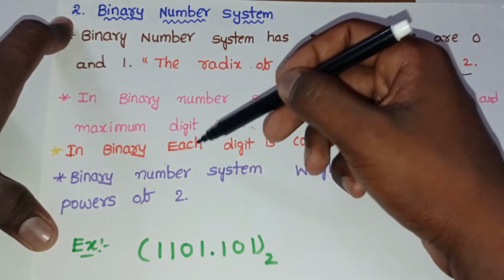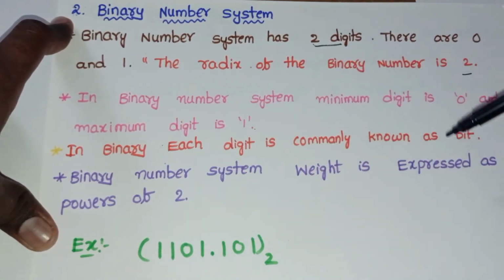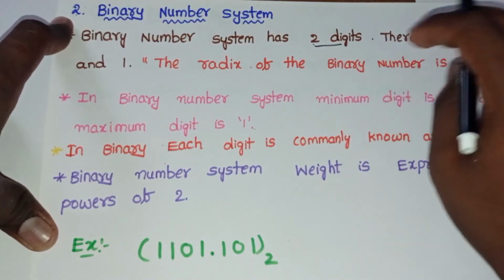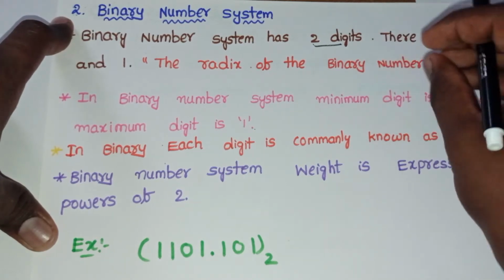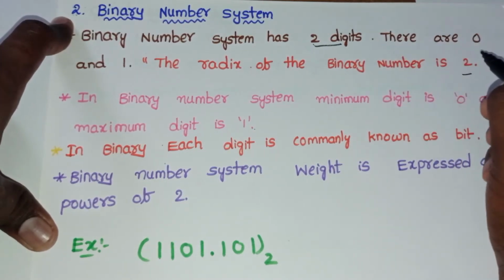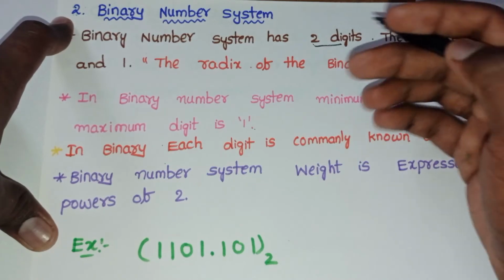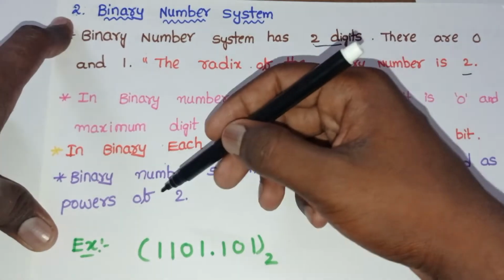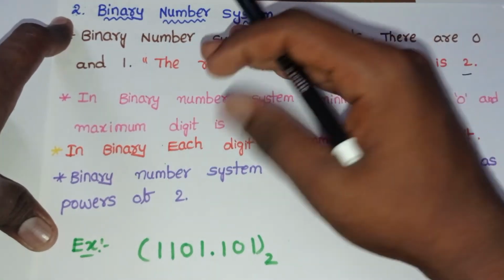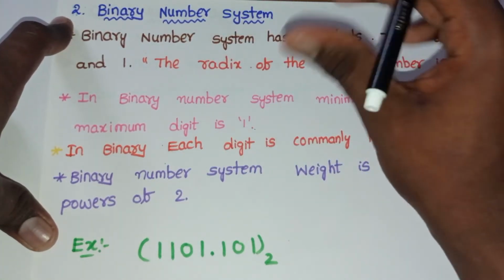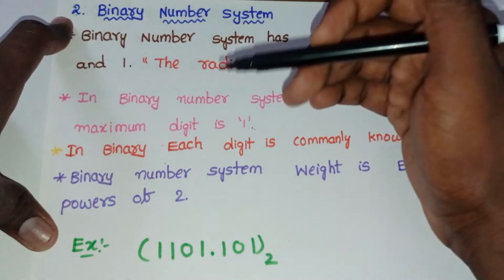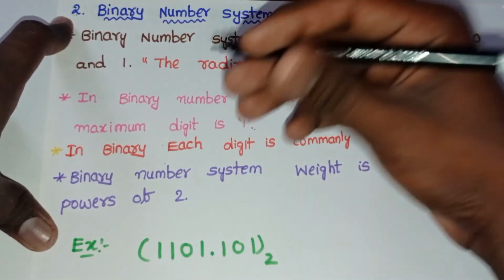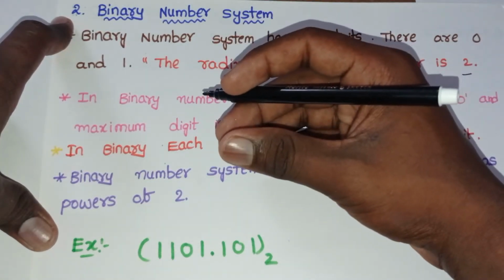Next, in binary, each digit is commonly known as a bit. Here we have 2 digits. Each digit is commonly called a bit. Suppose 0th bit, 1st bit, like that. Okay. Binary number system weight is expressed as powers of 2. In decimal number system, weight is expressed as powers of 10, but in binary number system, weights are expressed in terms of powers of 2.